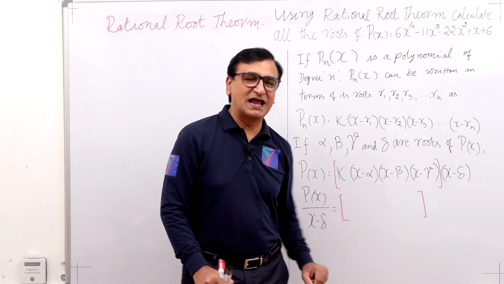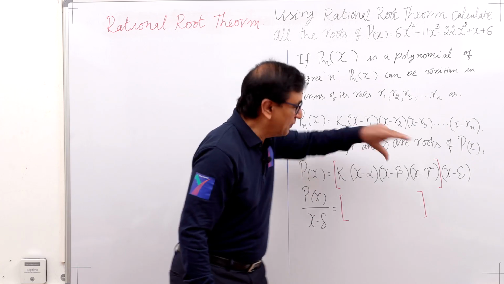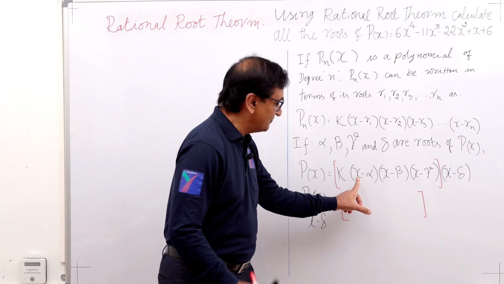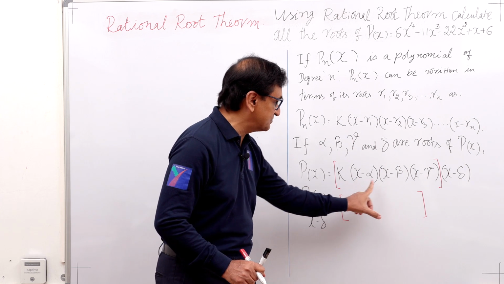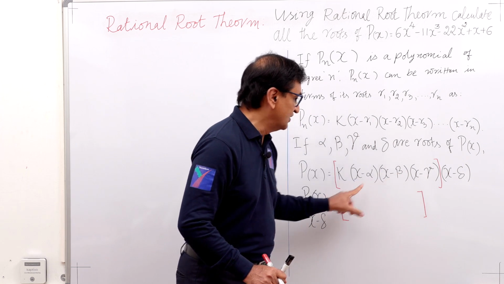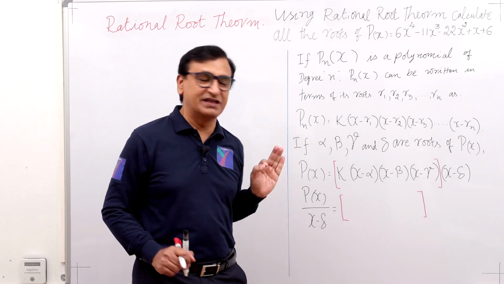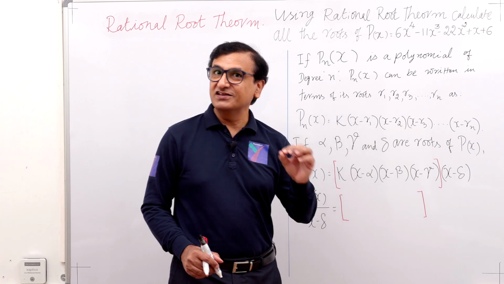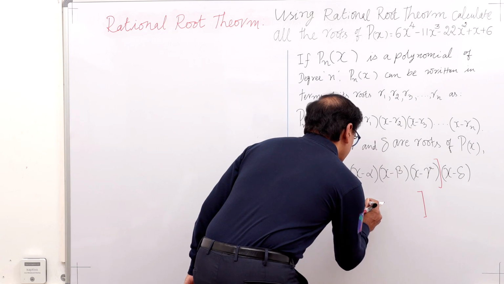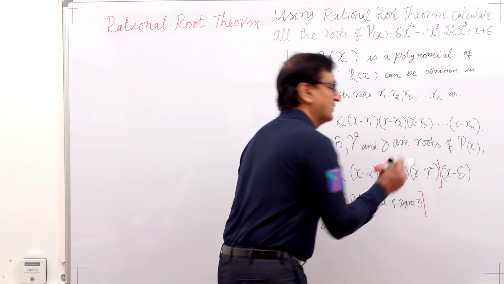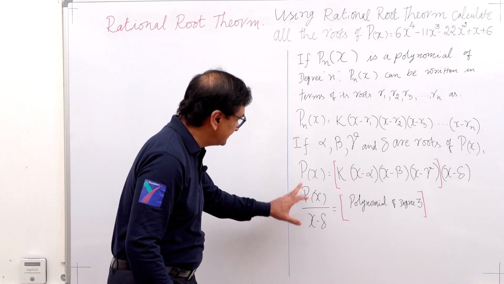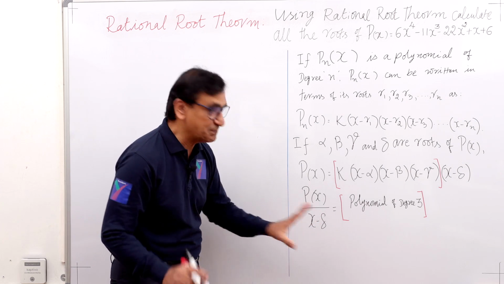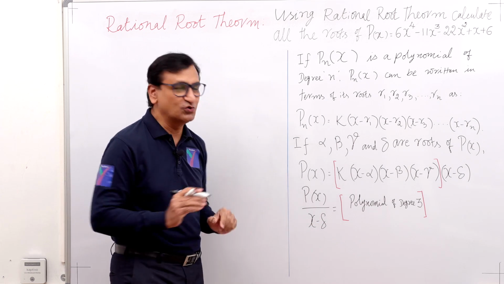Okay, I left this blank because this polynomial is a polynomial of degree 3. Why? You have the highest exponent as x multiplied by x multiplied by x. So the highest term is x cube. Therefore, this will be a third degree polynomial, that is, a polynomial of degree 3, correct? Okay, so that means our original polynomial is divisible by x minus delta. So that is what I want to tell you.